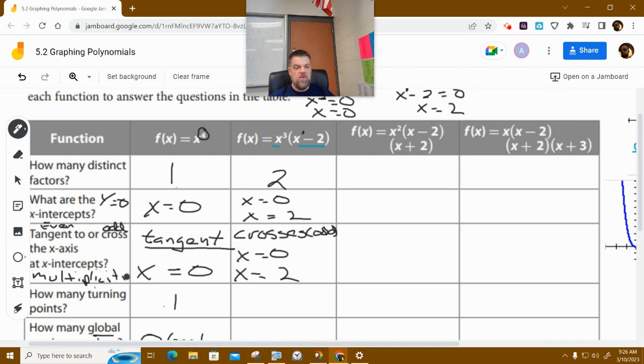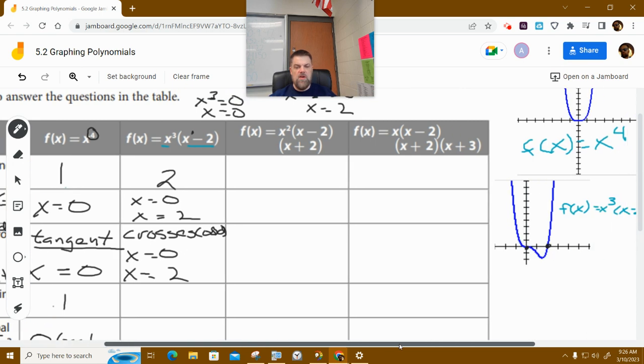It'll make sense as we do more. And if you can't remember all the rules, just graph the thing. How many turning points? Well, the turning points occur when we go from increasing to decreasing. Okay? So here, it looks like I have a turning point and then another turning point. At most, I would have 3.